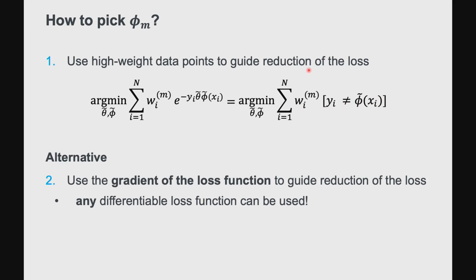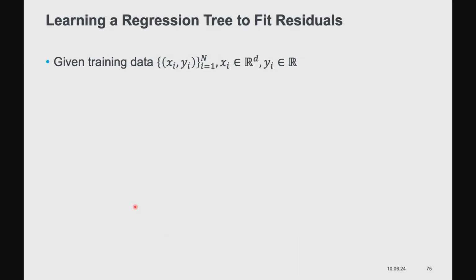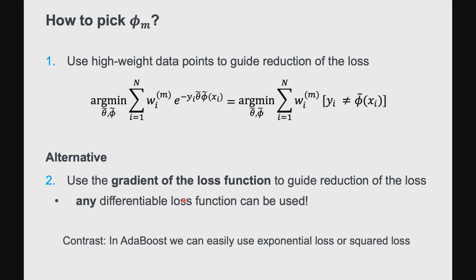Now, when we want to reduce the loss, how we can look differently at this problem is to say, what if we take this loss function that we have here and use the gradient of the loss function to reduce it? And well, we can use the exponential loss function. We can also use a different but differentiable loss function. So compared to AdaBoost, we are actually more flexible, and we can also go away from the exponential, which has problems with being oversensitive to outliers.